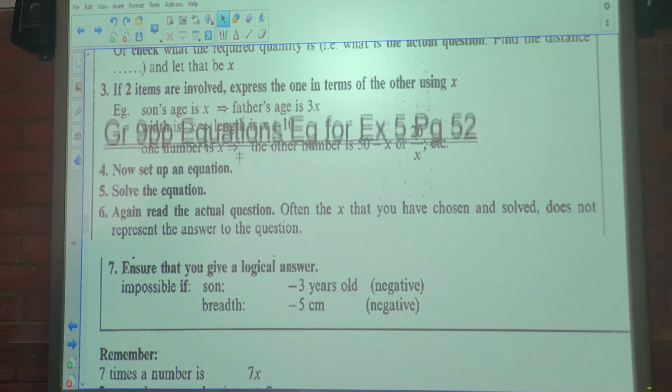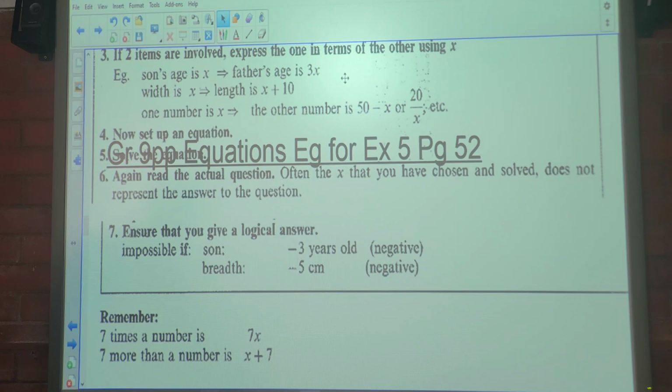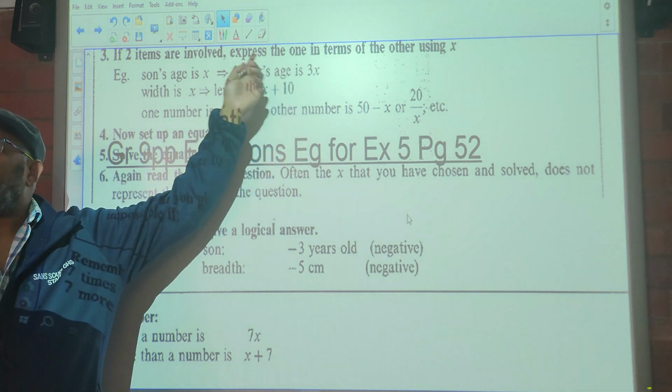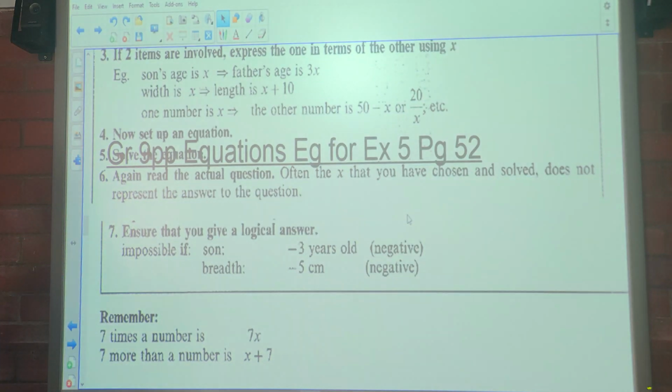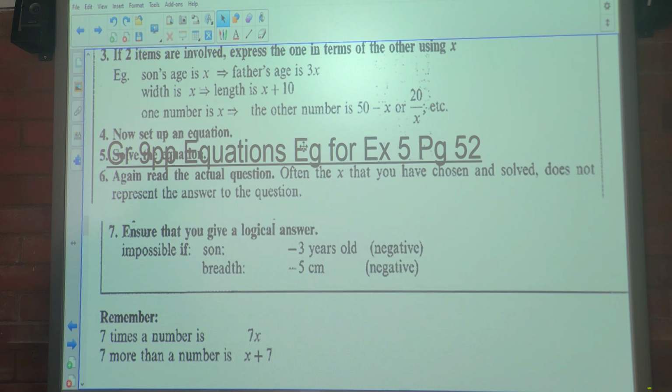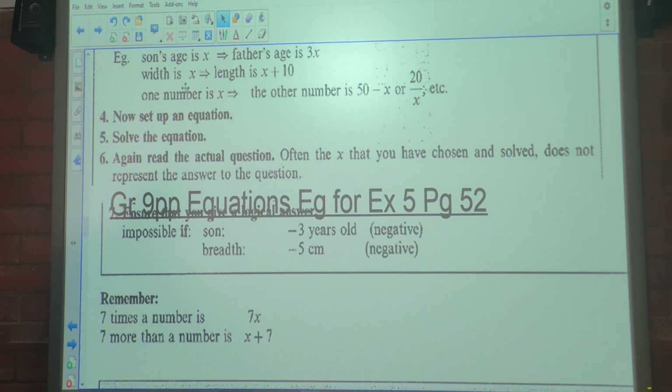Then we are told if two items are involved, express one in terms of the other using x. For example, the son's age is x, so the father will be 3 times as old as the son, which is 3x. You guys understand? If you had made the father x, the son would have then been x over 3. Then it's going into fractions, which we want to avoid. When we marked the previous exercise, I could see the fractions got you down. So if the width is x, the length will be x plus 10. It also depends on the story.